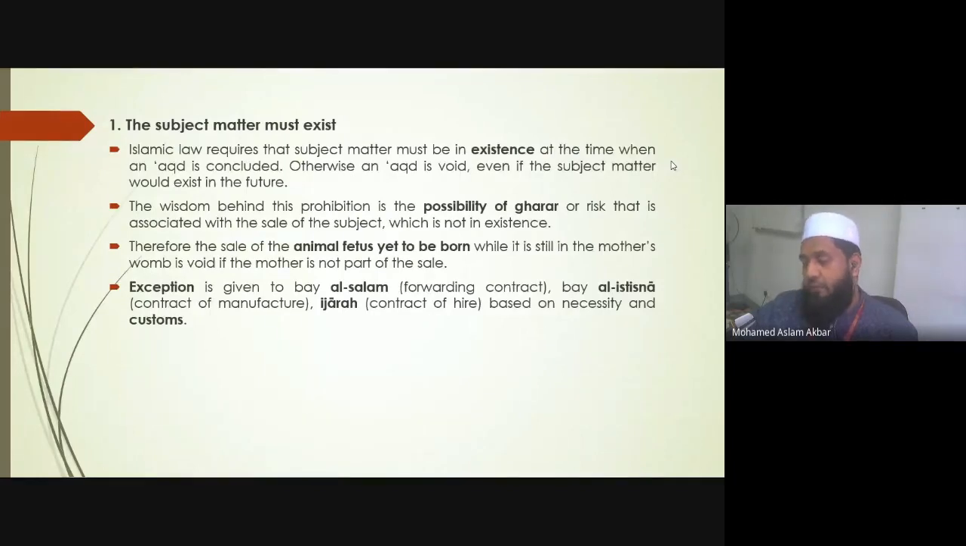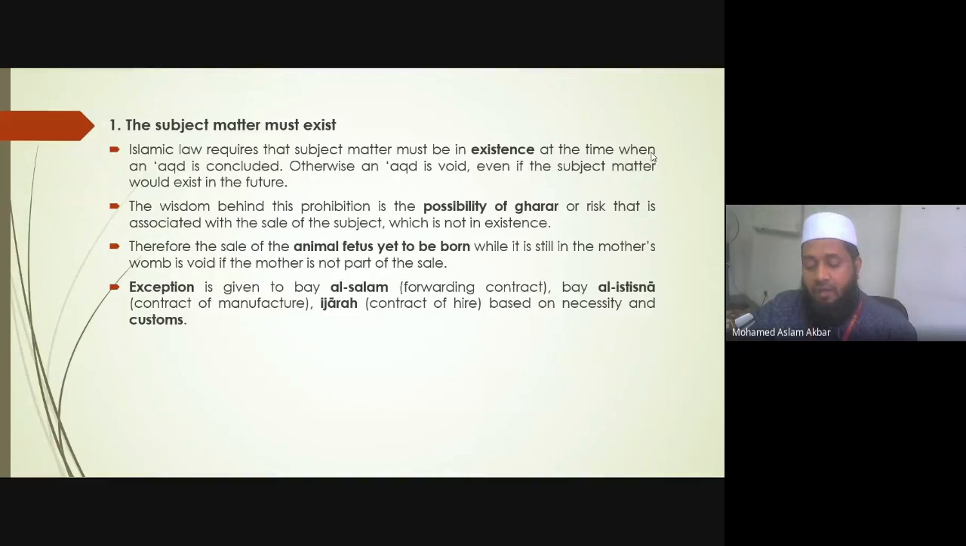But of course there are some exceptions. I understand you may have some questions. What about pre-booking a car, pre-booking a phone, pre-booking construction? Yes, there are some exceptions, what we call forward contracts, which are bay' as-salam and istisna. Istisna means: you want to buy a house and you ask the builder, the contractor, to build the house for you. He cannot build the house for you unless you pay. For example, now we are buying an apartment. It all comes under istisna, because there is no other way.